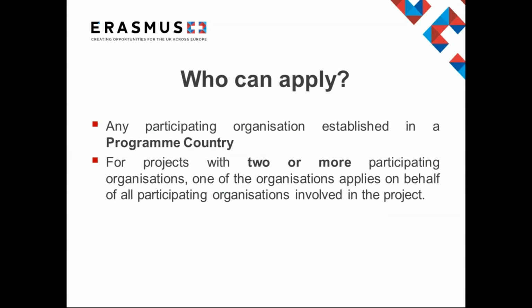As it says on the next slide, any participating organisation should be established in a programme country. For projects with 2 or more participating organisations, that is to say multiple organisations working within a project, one of the organisations applies on behalf of all participating organisations involved in the project. So in simple terms, if there are 2 partners, you'll need to submit one application, establish who the lead partner will be, and make sure they submit the project on behalf of both participating organisations. You don't need to submit separate applications for each submitting partner.